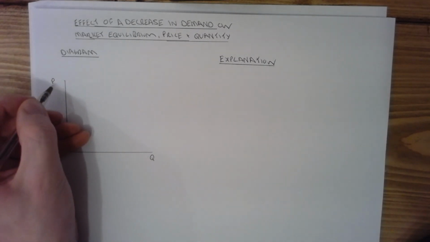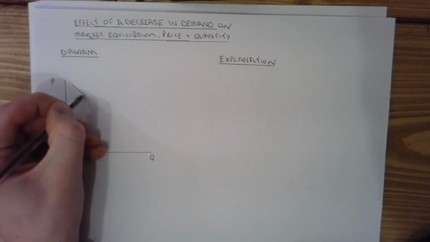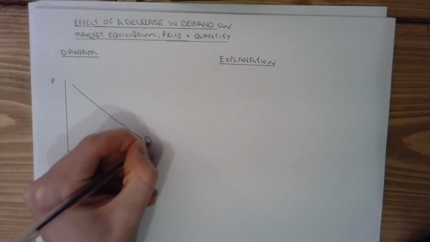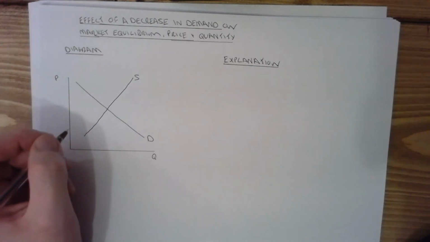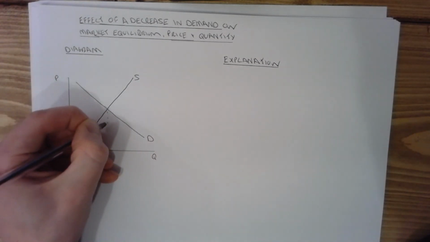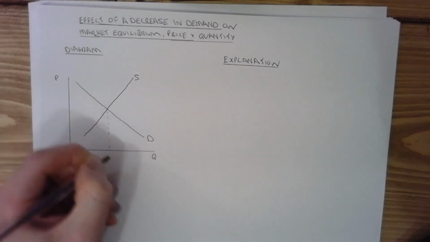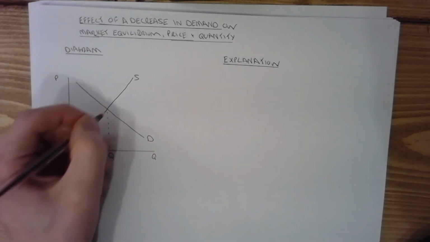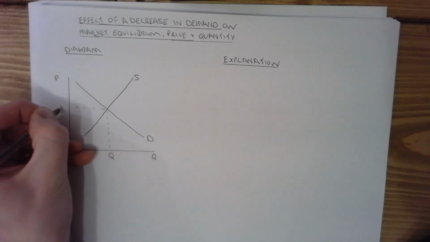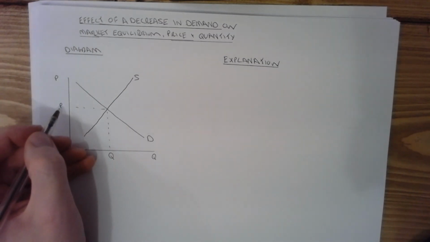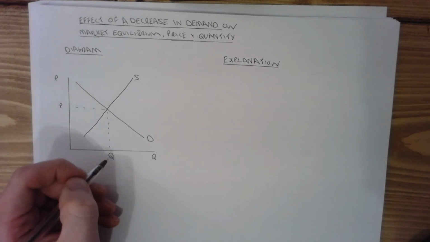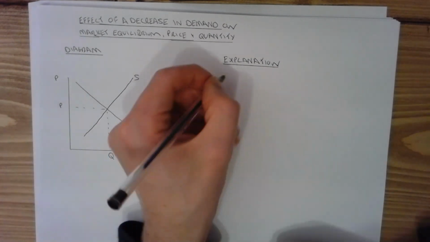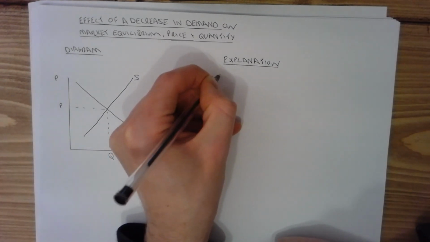Label my vertical axis P, horizontal axis Q, downward sloping demand curve labelled D, upward sloping supply curve labelled S, market equilibrium where the curves cross, and then you can see at this market equilibrium I have a price of P and quantity of Q. So let's turn to my written explanation.